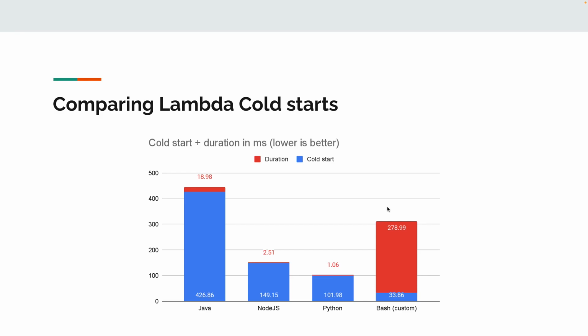But interestingly enough, Bash was the one that took the longest to run the code, which is the red value over there. When you compare that to the other languages, you see that it's around 20 milliseconds, 1 millisecond, but Bash took 280 milliseconds. So there's a lot to unpack here.